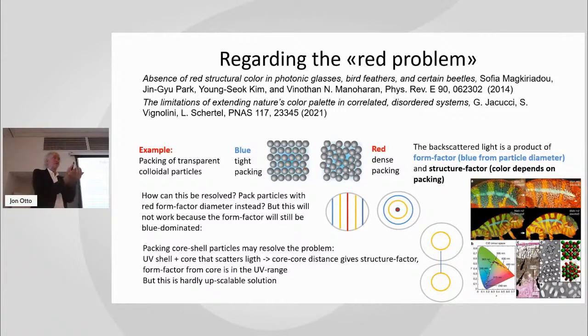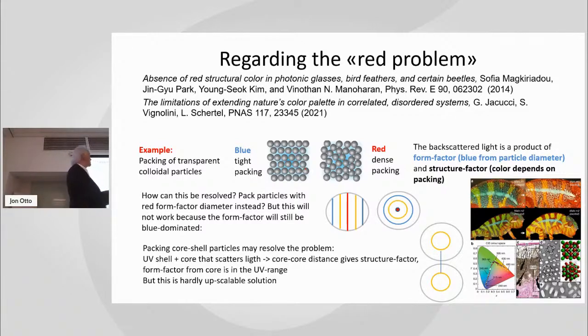Round, spherical particles, and you pack them. And then you get reflections back from interfaces in various layers. So these colloidal particles are transparent. Let's say that if their size corresponds to the length that would give blue color, a short length, and you pack them tightly, you will get a blue structure factor. You will get blue color back. If you pack them loosely, you will get red. You will get red distances back, and in between you will get the other colors.